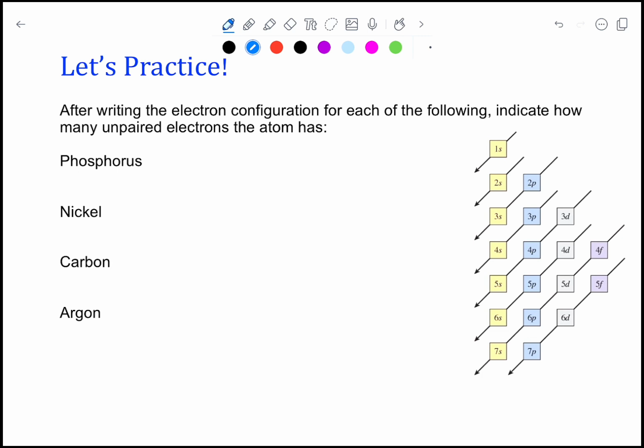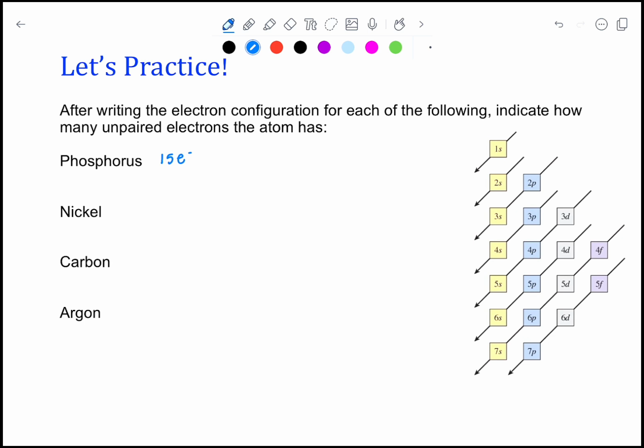Okay, phosphorus I have as having 15 electrons because it is element number 15. Don't confuse phosphorus with potassium. Okay, potassium is K and it has 19 electrons. This is phosphorus P with 15 electrons.